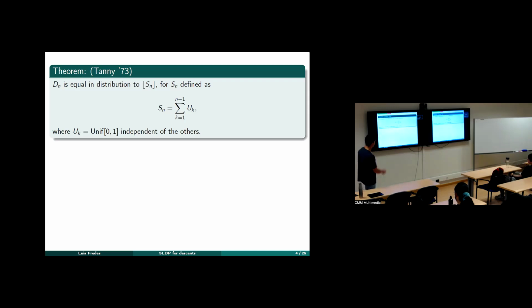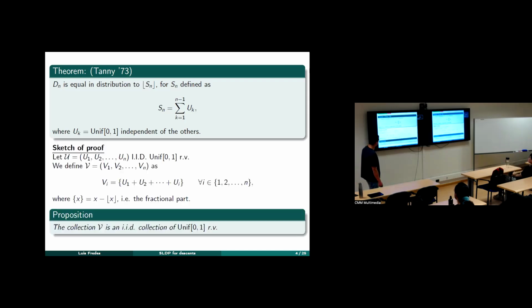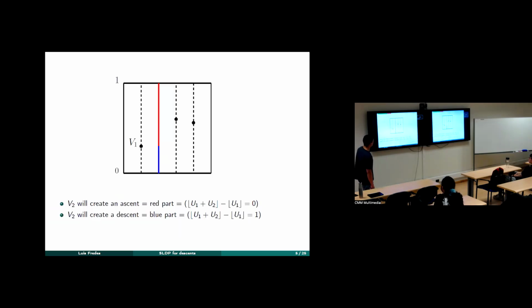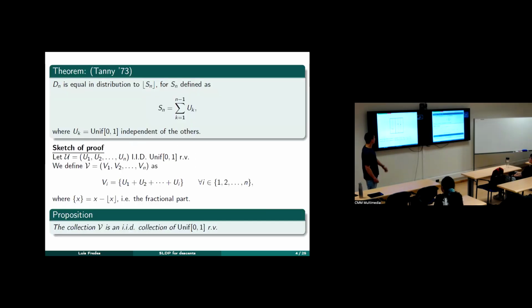Yeah, it's the integer part of the sum of uniform 0-1s. So okay, this proposition is kind of easy to prove. What you can do is just condition on the starting part of the sum, on the cumulative part, and you can see that all the rest is still uniform. Okay, so this is something that I won't prove, but I will use it to prove the Tannis theorem.